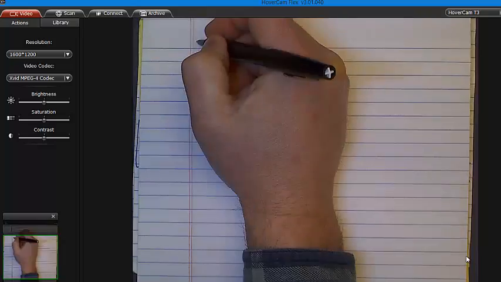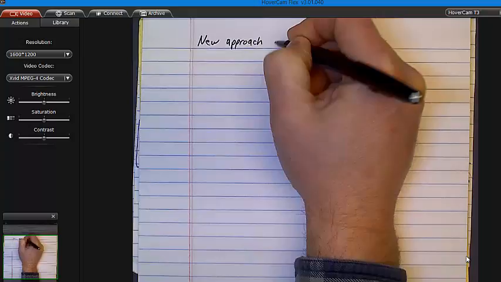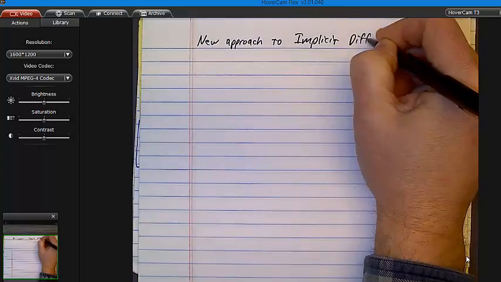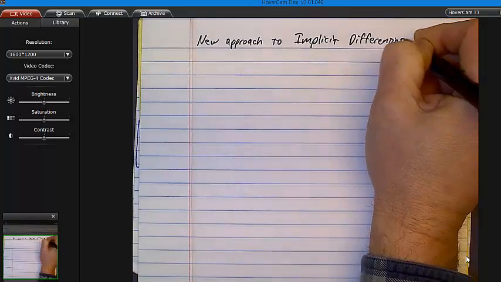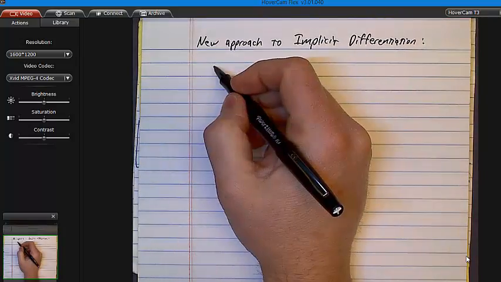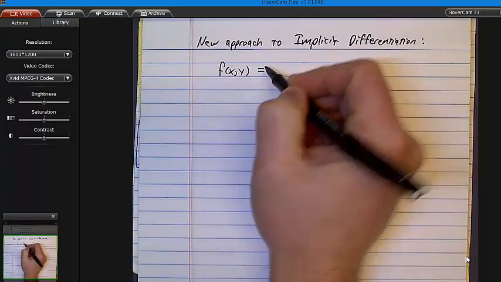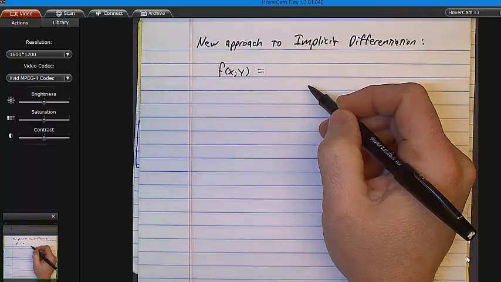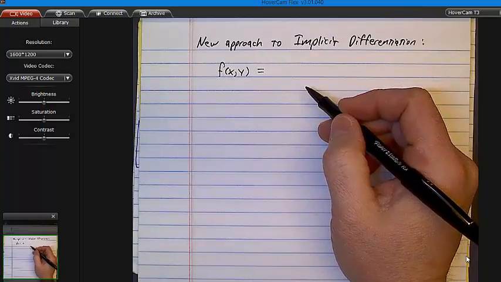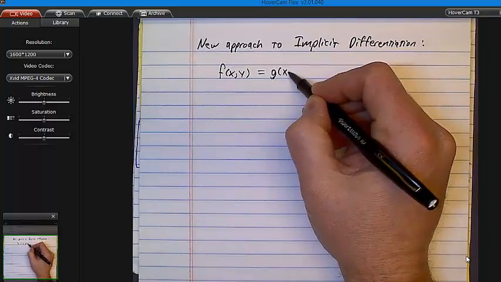Again, the new approach to implicit differentiation is this. In general, if you have something like this, f of x, y equals, in our example, we had it equal to 25, right? We had x squared plus y squared equal 25. But in general, you'll have this, g of x, y.